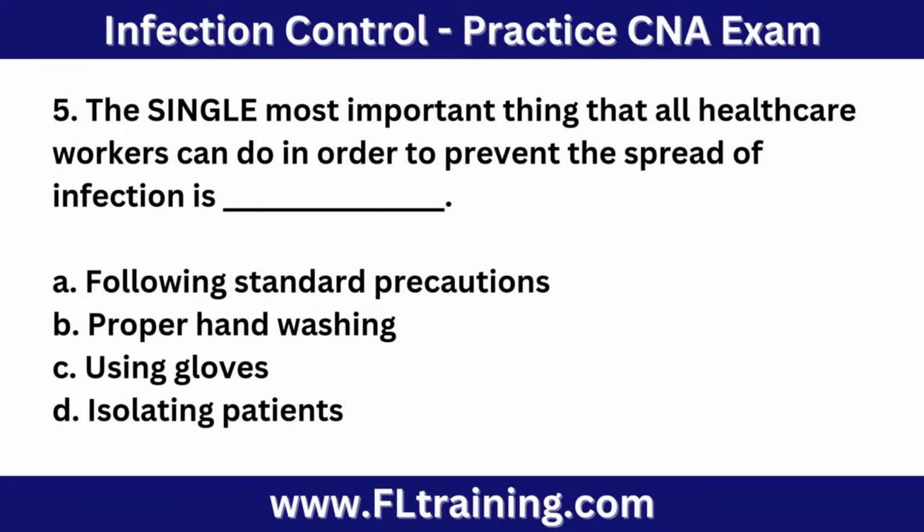The single most important thing that all healthcare workers can do in order to prevent the spread of infection is blank. A, following standard precautions. B, proper hand washing. C, using gloves. D, isolating the patients. The single most important thing that all healthcare workers can do in order to prevent the spread of infection is A, B, C, or D. Drop your answers in the chat.